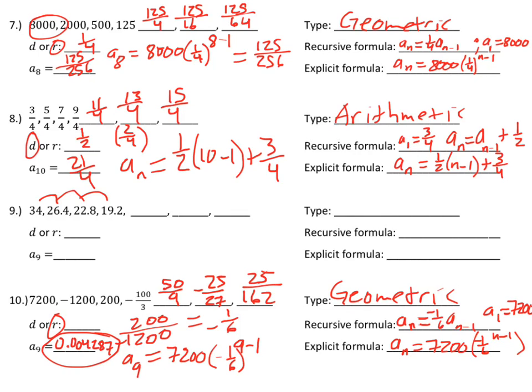And so we're not going to get a function for it, and we're not going to get a type. It's not geometric, because you're not multiplying by the same number every time. It's not arithmetic, because you're not subtracting by the same number every time. So, yeah, we're just going to have to skip that one for now.